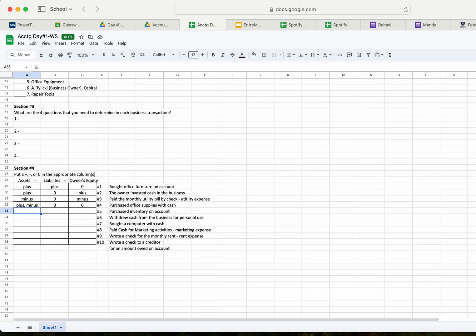We purchased inventory on account. Anytime we hear on account, that is a credit transaction. So what did we gain? We gained inventory, which is an asset, so we increase assets. What did we lose? We didn't lose anything because we haven't paid cash for it.